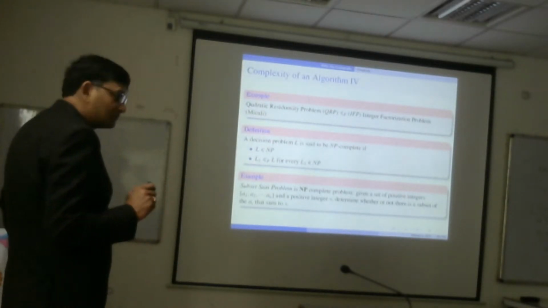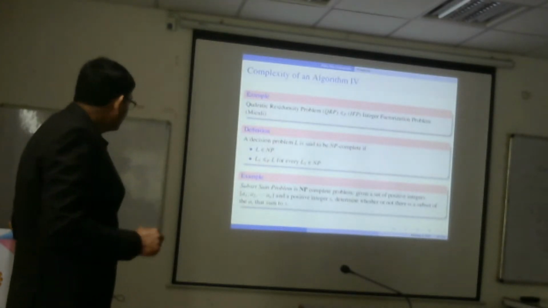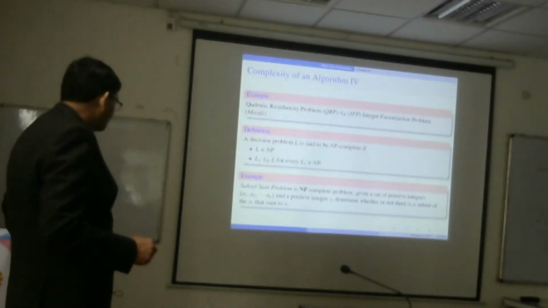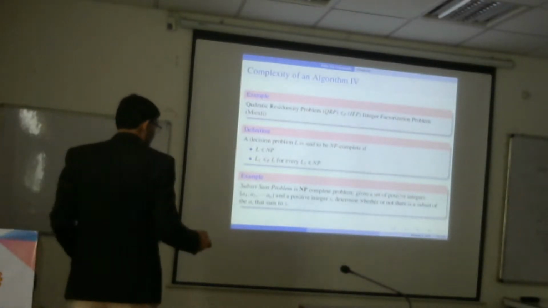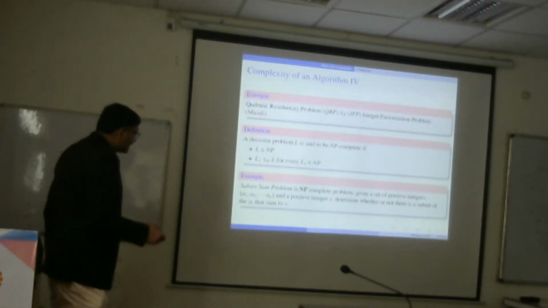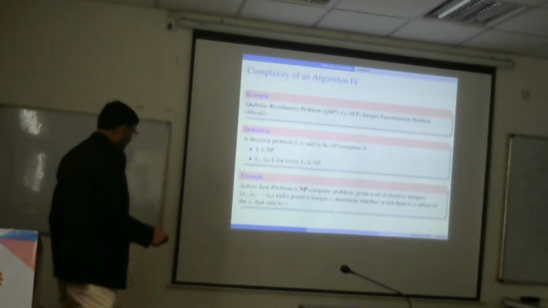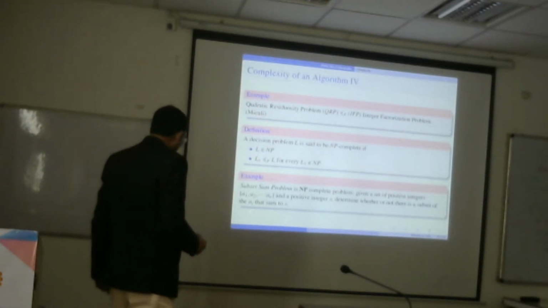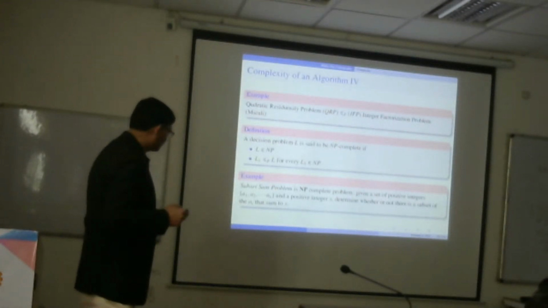Are you aware of the subset sum problem? Yes, the knapsack cryptosystem. The subset sum problem is basically an NP-complete problem. So what is the subset sum problem? Given a set of integers a1 to an and a positive integer s, determine whether or not there is a subset of the ai that sums to s. This is the subset sum problem, and it is an NP problem.